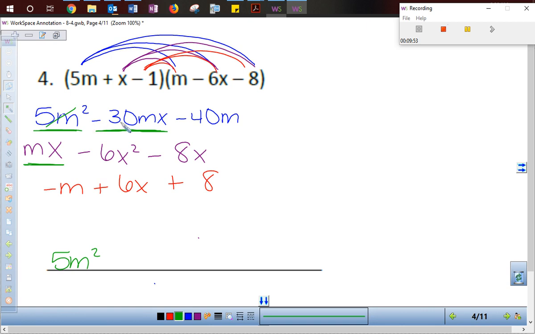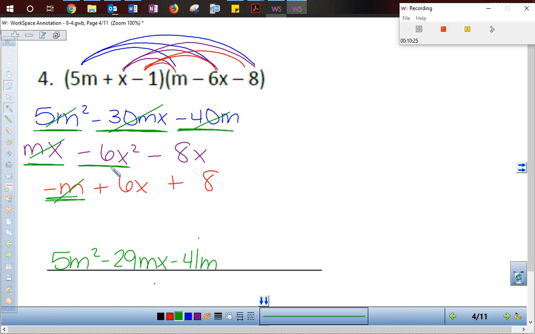So if I take a negative 30 and a positive 1, that's going to give me a negative 29mx, and I can cross those off. Next, I have a negative 40m to the first. I don't see any other m to the first in the second row, but I do have one in the first row. Now pay attention, they do have the same signs, so negative 40 and negative 1 give me negative 41m, which I can cross off now.